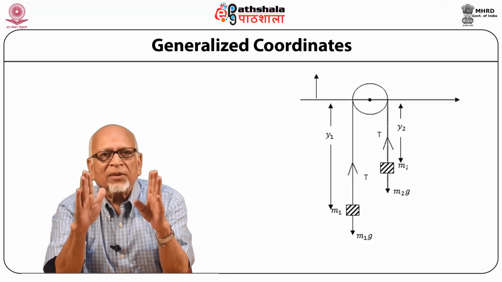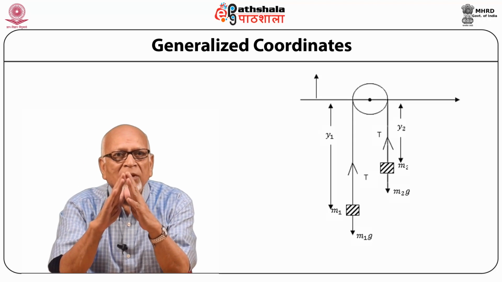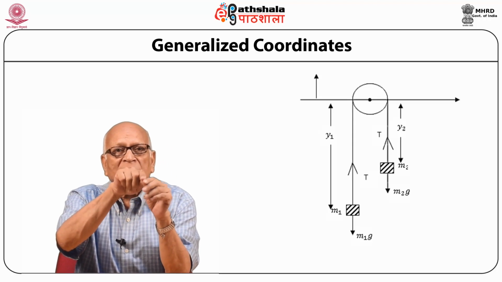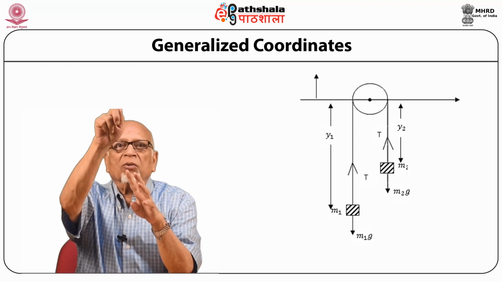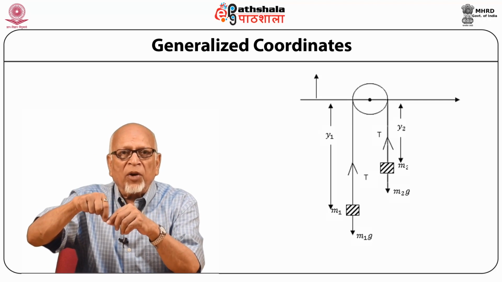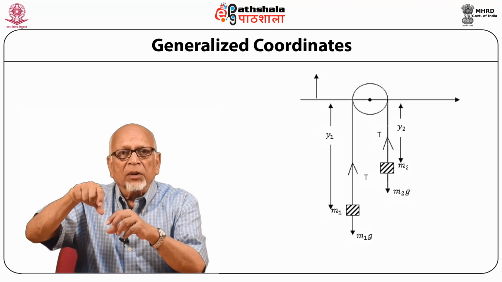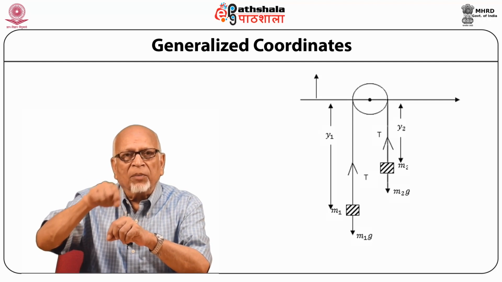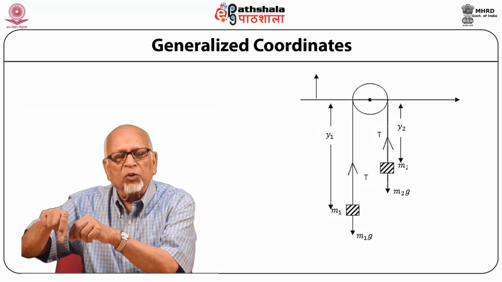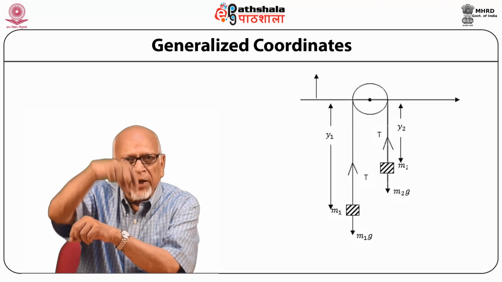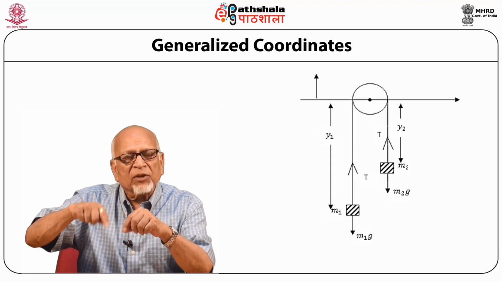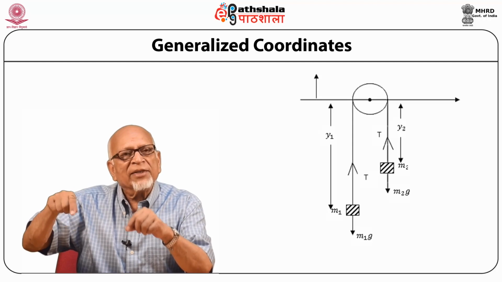Now to analyze this motion, set up the coordinates as shown. Set up the x coordinate horizontal and the y coordinate upwards positive. In that case, at any given point in time, the position of the mass m1 is given by the coordinate y1 and that of m2 is given by y2. Remember that y1 and y2 are in the negative y direction. Since the length of the string is fixed, y1 plus y2 is equal to minus L.